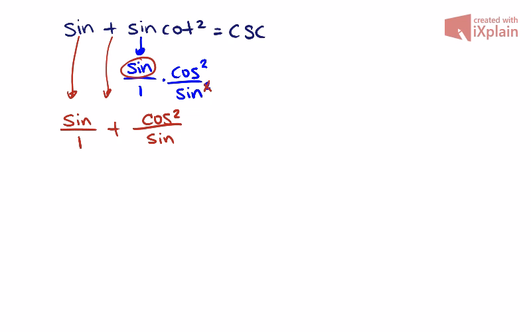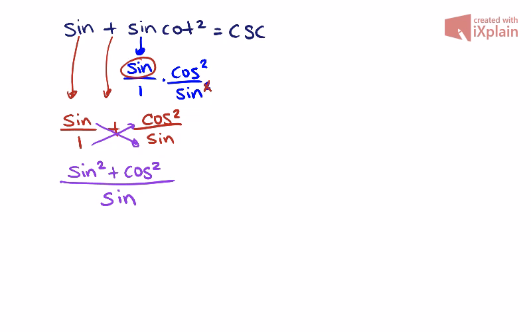fractions, okay, and my bottoms do not match, so I need to cross multiply. Okay, always start with the top left. Sine times sine is sine squared. Bring down the sign from the middle, which is the plus sign. 1 times cosine squared is cosine squared. And then the only thing that goes on bottom is bottom times bottom. So 1 times sine gives me sine.